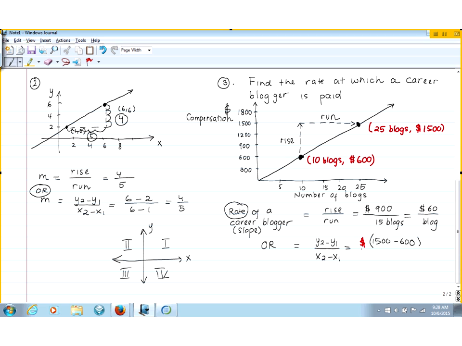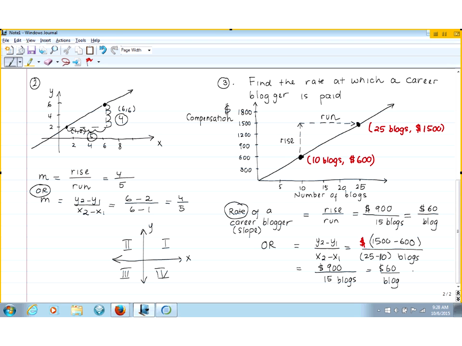1500 minus 600. That's the dollar amount, divided by the number of blocks. So how many blocks? 25 minus 10. So same thing, right? So this is $900 on top, divided by 10, divided by 15 blocks, which is $60 per block.